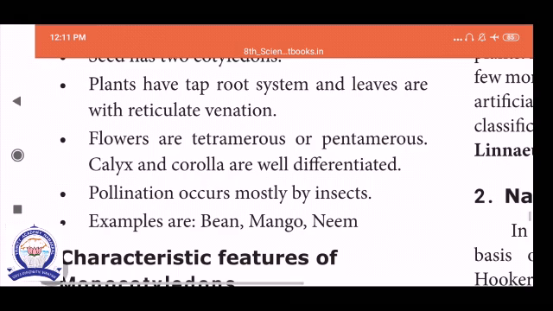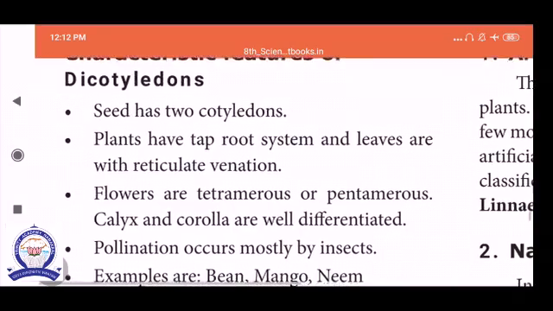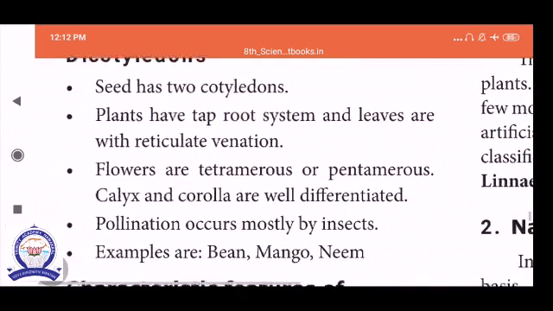The next point, pollination occurs mostly by insects, for example bee, mango, neem. In the majority of plants, pollination takes place by insects. What is meant by pollination? The transfer of pollen grains from the anther to the stigma of the flower is called pollination. These are the characteristic features of dicotyledons, asked as 2 or 5 mark questions.